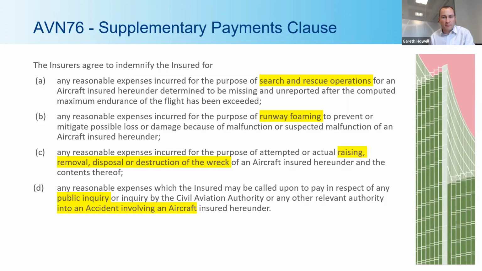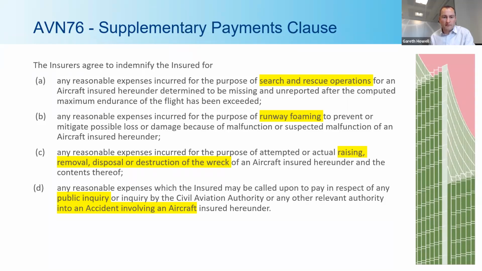The second one, paragraph B, is runway foaming. And quite often you're going to see this amended to also include aircraft foaming. So if you've got an aircraft that's going to make an emergency landing, foam may be applied to the runway, or indeed once it's landed, foam may be applied to the aircraft to prevent post-accident fire. So the costs involved with that, which may be recharged to the airline from the local fire department, would be covered under AVN 76.